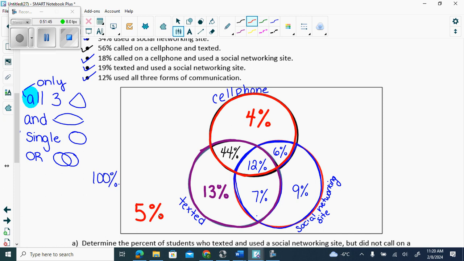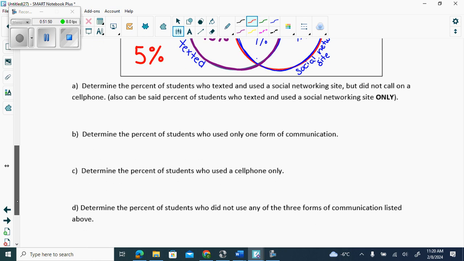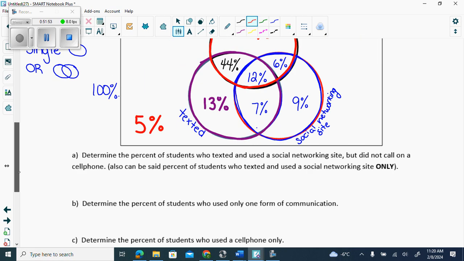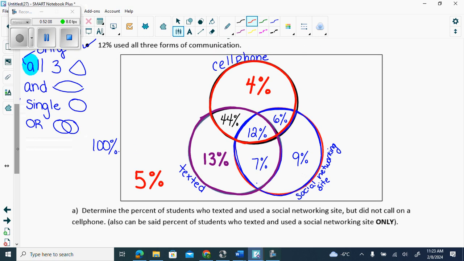Cool, cool. All right. Look at here. What are these things? These are questions that pertain to the information we just filled in. Try them out. So, determine the percent of students who texted and used a social networking site but did not call on a cell phone. So, texted and social networking site is eyeball right here, right? But they don't want them to use a cell phone. So I cover up the 12. So what is it? 7.